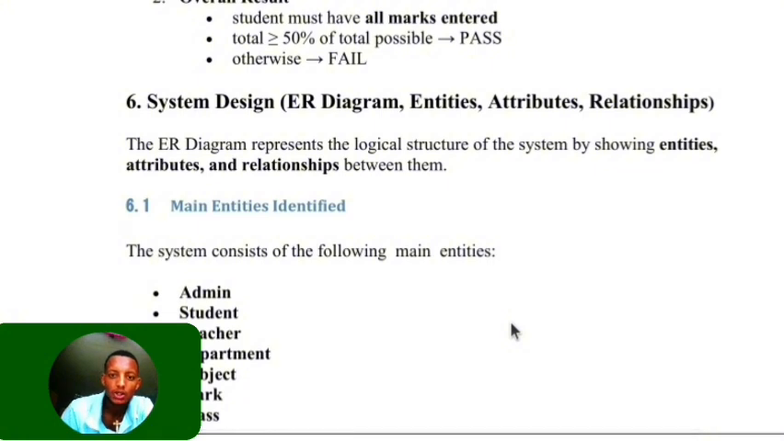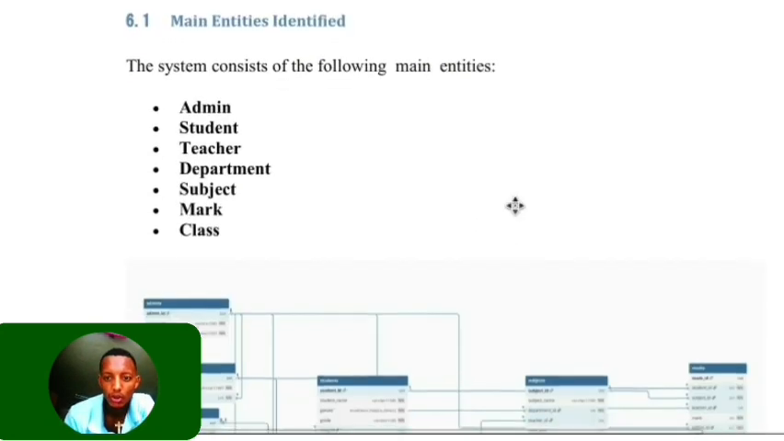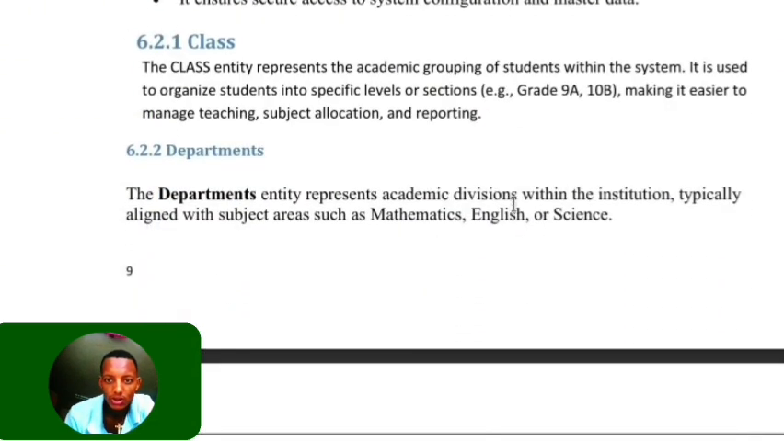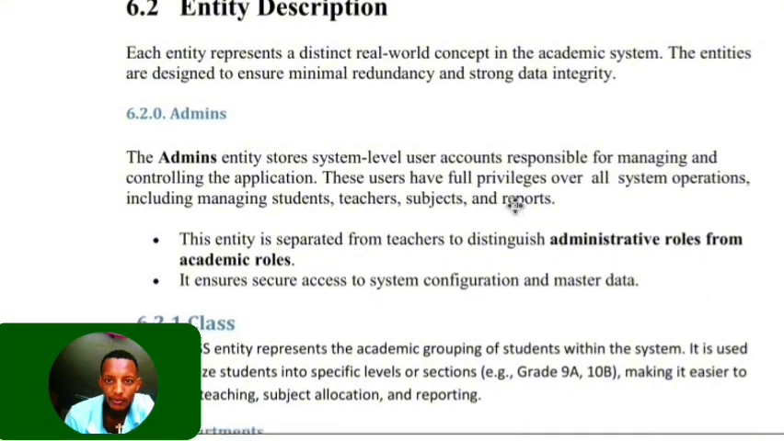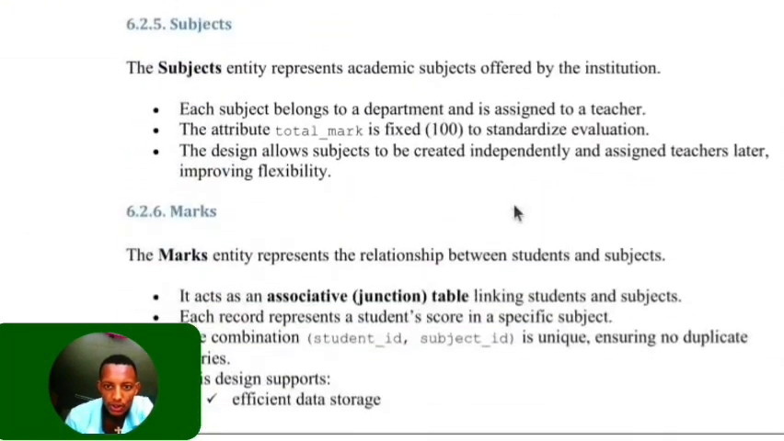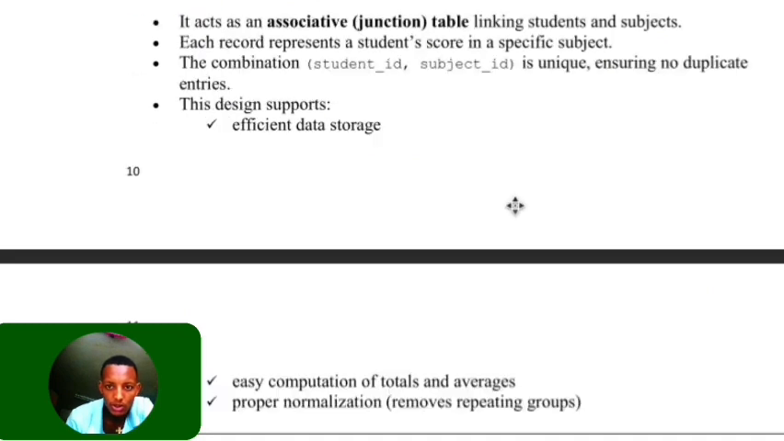Now another one is system design. Entity relationship diagram: entities, attributes, relationships. You can see this from our videos that were recorded by another student, because this is the role of the other students. I don't have to waste my time here. I just want to pass to the other. Okay, this is also the entity diagram design. Here is the entity description for admins, classes, departments, students, teachers, subjects and marks.